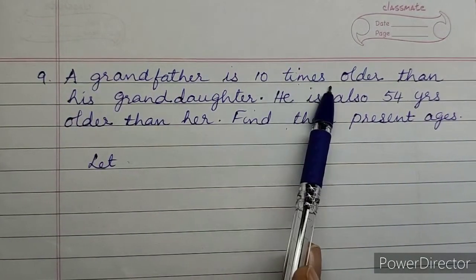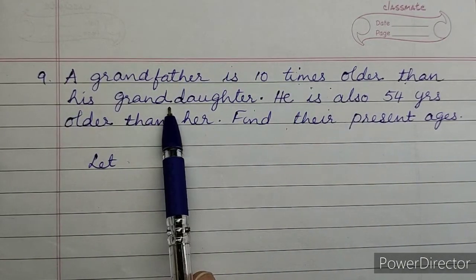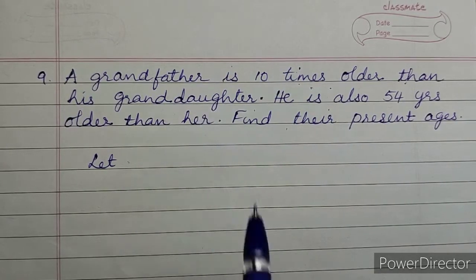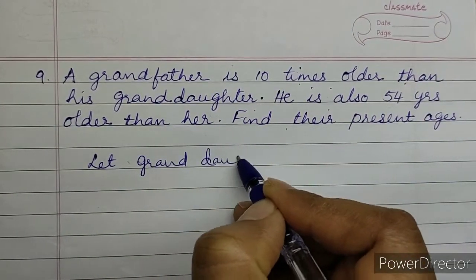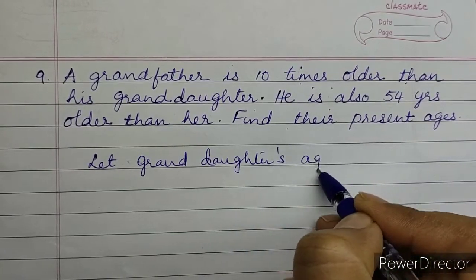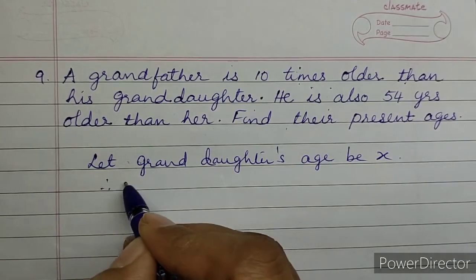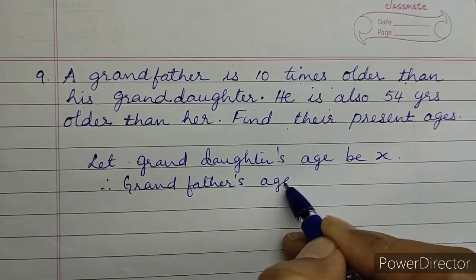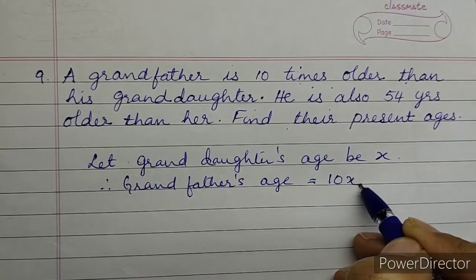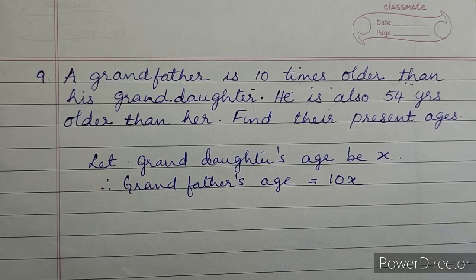A grandfather is 10 times older than his granddaughter. So the grandfather's age is given. It is 10 times older than the granddaughter. The granddaughter's age is not given. So you have to take it as x. Let the granddaughter's age be x. So what will be the grandfather's age? Therefore, grandfather's age is equal to 10 times, it is 10 into x. The grandfather is 10 times older than his granddaughter. The granddaughter's age is x means the grandfather's age will be 10x.